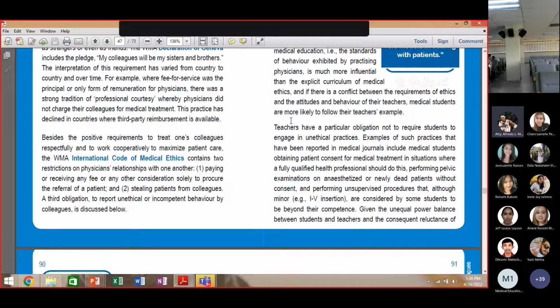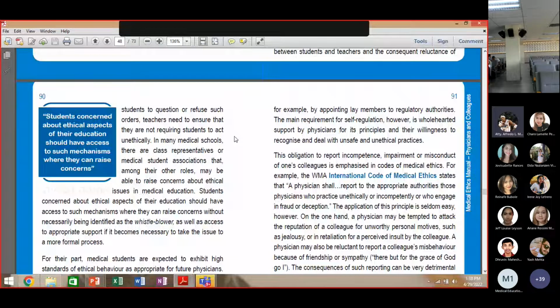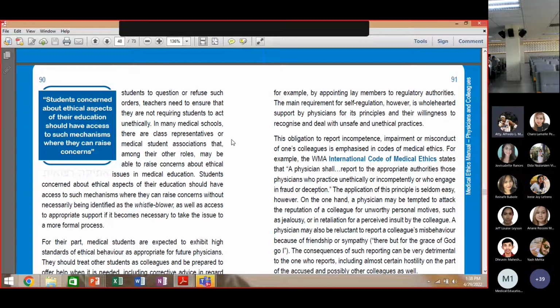So these are requirements, class, which is condition precedent. When you say condition precedent, it means it is mandatory, necessary. Otherwise, if you don't have this requirement, you are illegally engaging in the practice of medicine. Okay, illegal engagement of practice of medicine. And of course, you can be held liable. Students concerned about ethical aspects of their education should have access to such mechanisms where they can raise concerns.